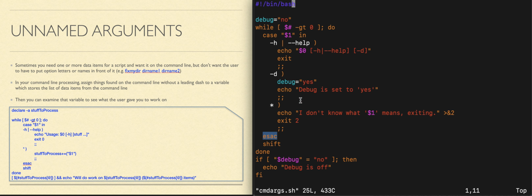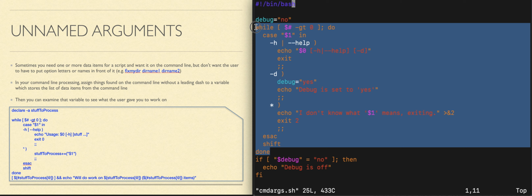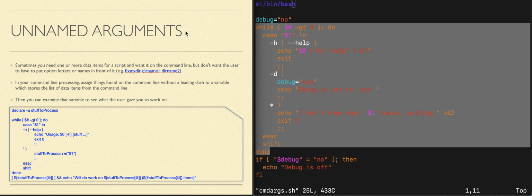After we've processed what's in $1, we shift so that what was there gets moved out of the way, and the next thing on the command line that was in 2 moves to 1. And we can go back with the done to the while and see if there's anything left on the command line to process. If there is, we process it again. Once we've done processing our command line, we can go ahead and act on whatever we found on the command line.